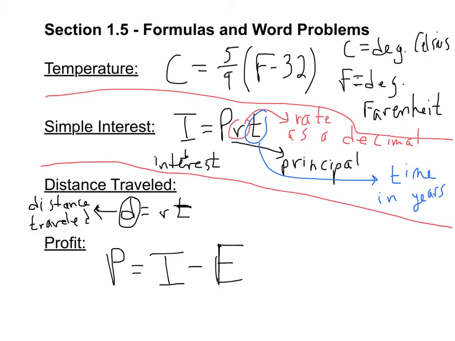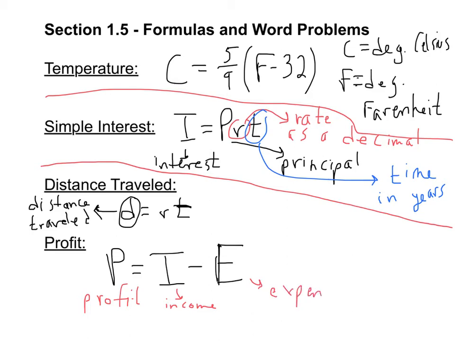You don't have to memorize these letters, but you do have to know what profit means and how to calculate it. So profit, which is going to be the P here, is equal to your income, which is the I, how much money you take in, minus your expenses, how much it cost.